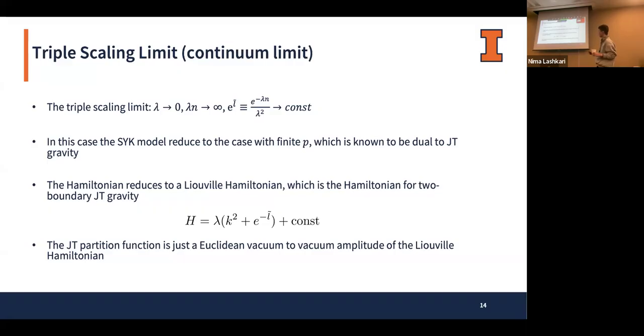In this case, you can take the continuum limit of the discrete Hamiltonian I just described before, and you can show that it reduces to a Liouville Hamiltonian, which is a Hamiltonian for two-boundary JT gravity. The Liouville Hamiltonian looks like this. The JT partition function is just the Euclidean vacuum to vacuum amplitude of the Liouville Hamiltonian. You can interpret the JT gravity partition function in that way.